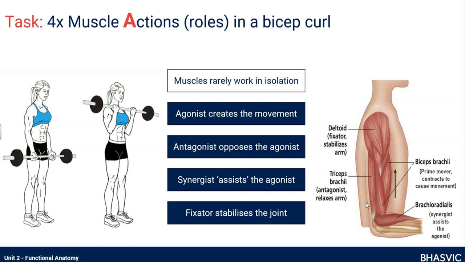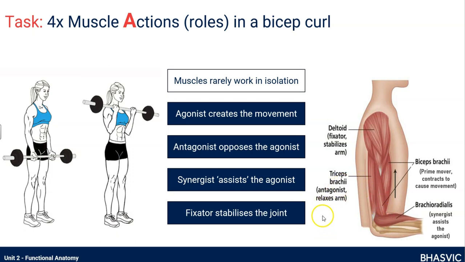So those are the 4 roles of muscles that you need to learn. Agonists create the movement by contraction. Antagonists relax and lengthen to control or oppose the agonist. They work with it to allow the movement to happen. Synergists assist the agonist, and fixators stabilize other joints.